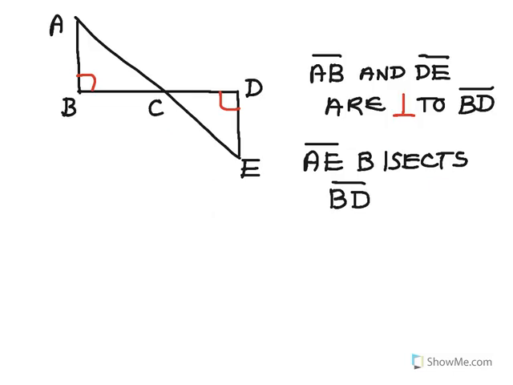Okay, in this last example I have two triangles, and I'm told that side AB and side DE are both perpendicular to segment BD. So I've already got those marked as right angles, and if they're both right angles, they must be congruent to each other. Then I have that segment AE bisects segment BD. So that means that BD has been bisected, and C is the midpoint. So segment BC is congruent to segment CD.